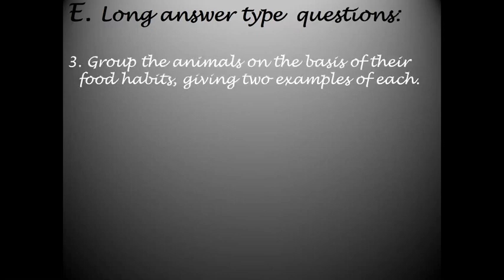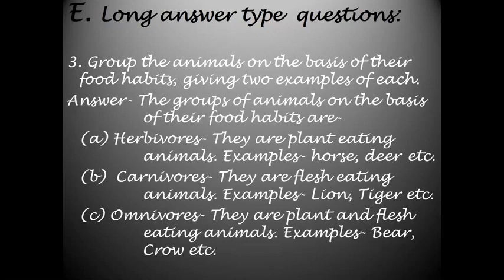Third question. Group the animals on the basis of their food habits, giving 2 examples of each. The groups of animals on the basis of their food habits are herbivores, they are plant-eating animals. Examples are horse, deer, etc. Carnivores, they are flesh-eating animals. Examples are lion, tiger, etc. Omnivores, they are plant and flesh-eating animals. Examples are bear, crow, human, etc.